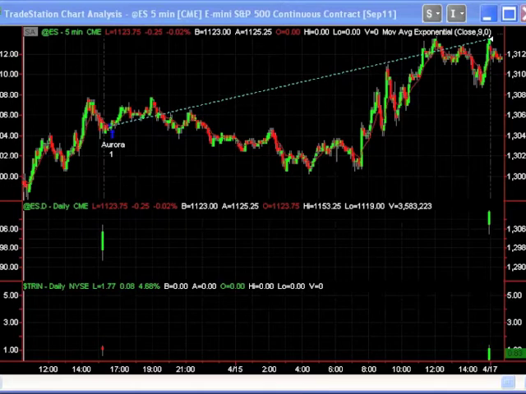Okay, let's take a look at a couple examples here. We have the Aurora system loaded on a 5-minute chart. This 5-minute chart also contains in the middle pane the daily price data, and on the lower pane the ARMS index or trend index. I'm just having these visually displayed right now just to show you that we do have these 2 data feeds which are required to generate the trades on the 5-minute chart.